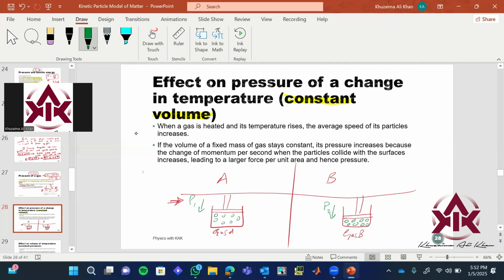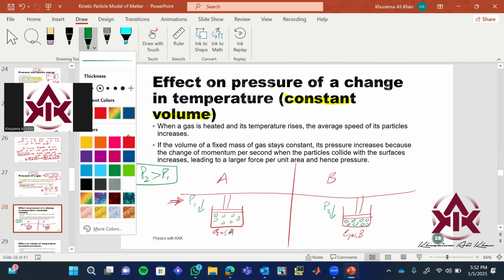So what is the scenario over here? Pressure 2 is greater than pressure 1. So obviously we have studied in the kinetic particle model of matter, in the last lecture, that particles are in continuous motion.